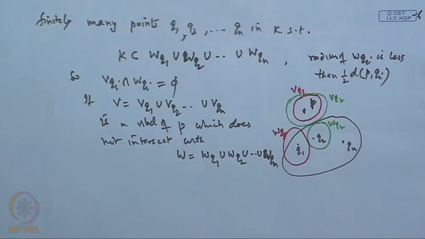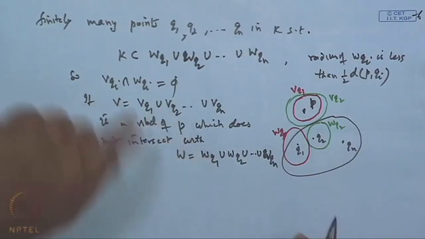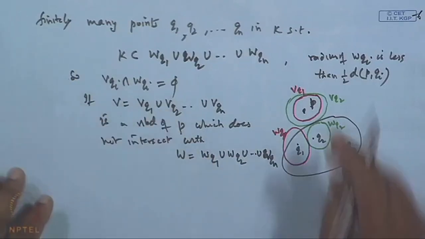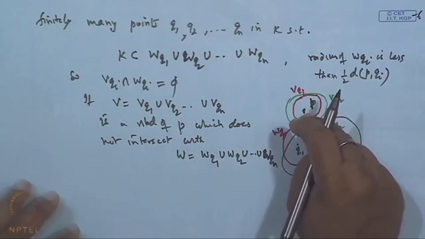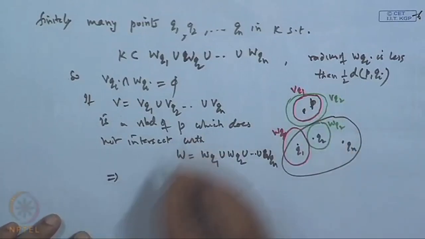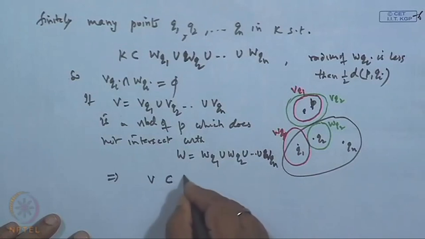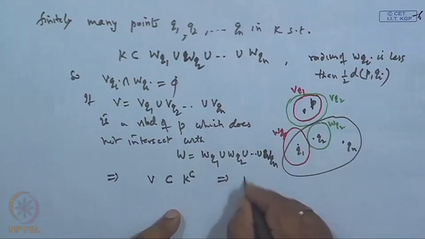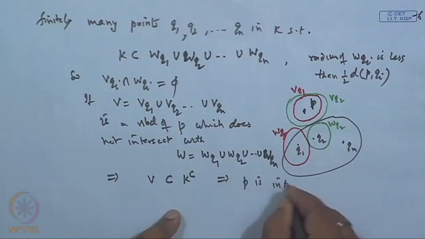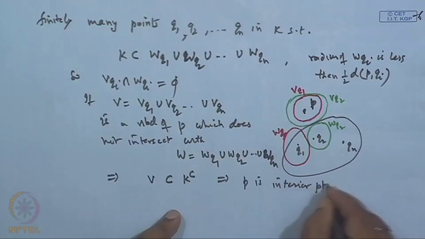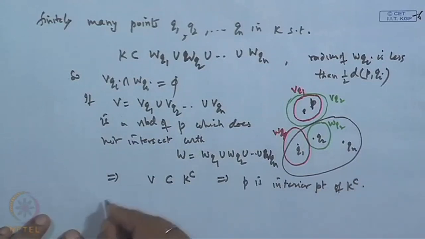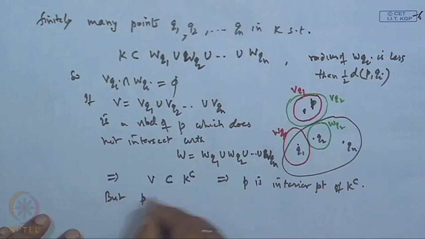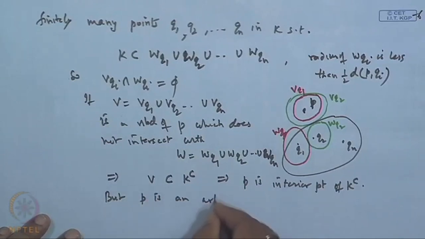This does not intersect with this, because this is the smallest one which is disjoint with everyone. So we have a neighborhood. This implies that this neighborhood V is totally contained in the complement of K. Therefore, P is an interior point of K complement, but P is an arbitrary point.